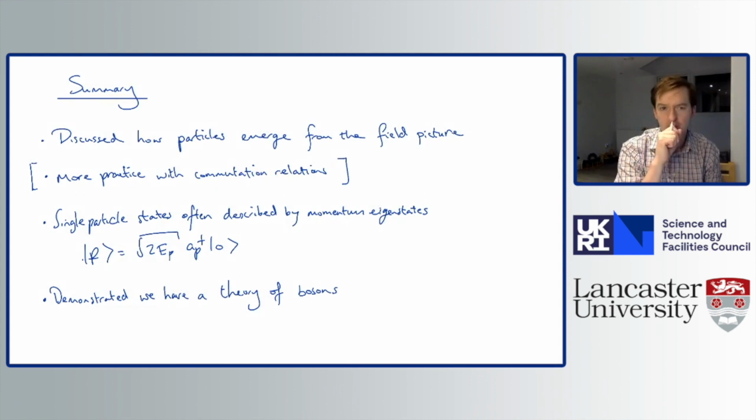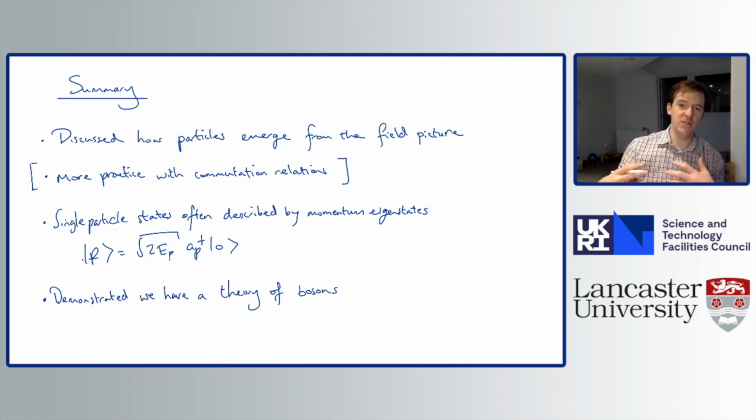So let me just summarize some of the things that we've done. The main thing I was trying to get across in this lecture was how particles can emerge from the field picture. That was the main thing driving our discussion. Along the way, we also noticed a couple of things. One thing is that we had more practice using commutation relations, so more practice doing calculations in this canonical quantization framework.